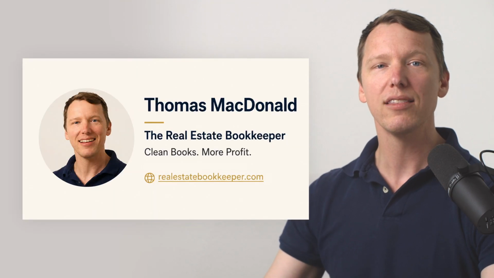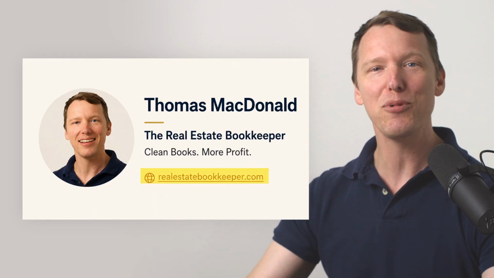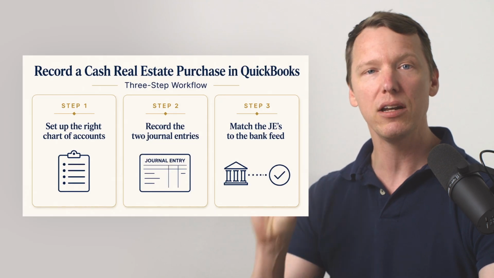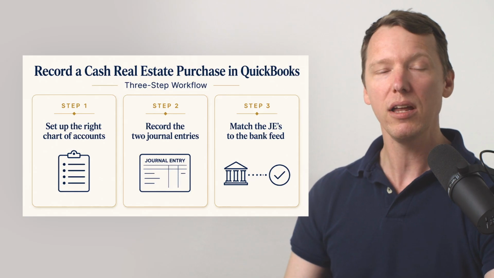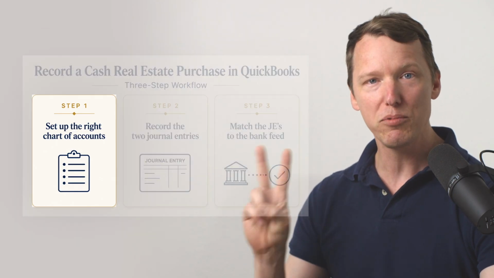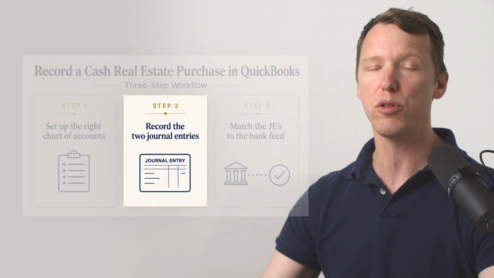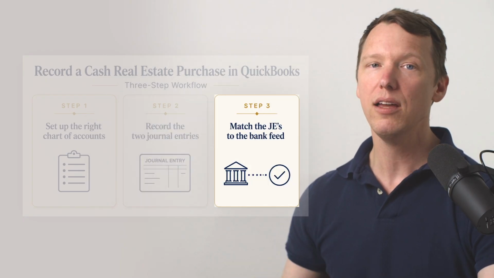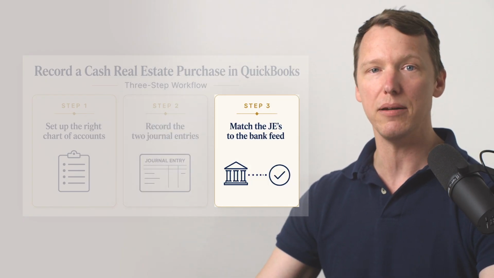I'm Thomas, the real estate bookkeeper. I help real estate investors get clean books and more profit. Today, we're going to learn how to record a cash real estate purchase in 3 steps. Step 1, set up the right chart of accounts. Step 2, record the journal entries needed for the purchase. Step 3, match those journal entries to the bank feed so your reconciliation stays clean.